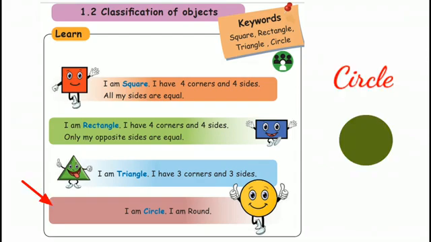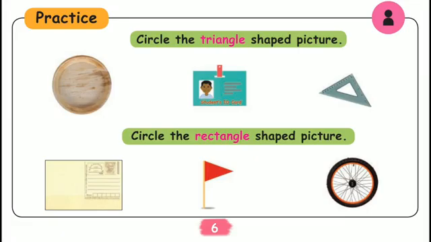Next, circle. It is round shape. It have no sides and no corners. See the practice. Circle the triangle shaped picture. Students, observe the shape of the given pictures. First, the plate is circle shape. Student ID card is rectangle shape. Set square is triangle shape. So circle the set square.